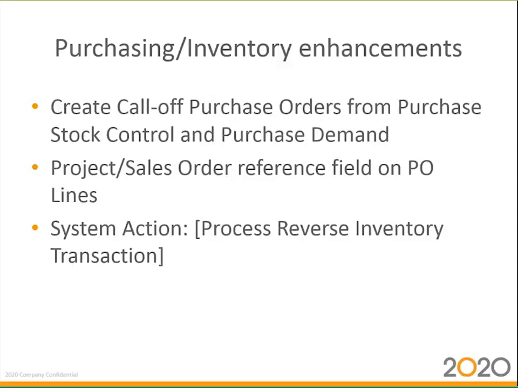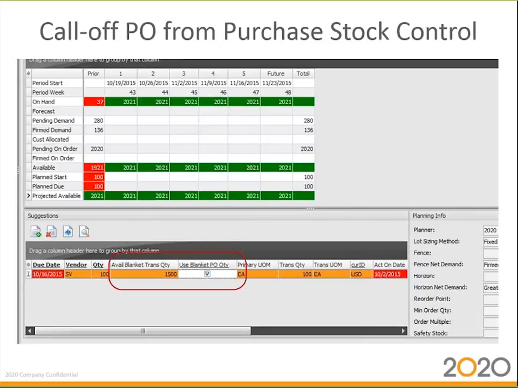All right, next I'm going to move into purchasing and inventory. So one of the enhancements we've made is that you can create call-off POs. If you use blanket POs in purchasing, you can now automatically create a call-off purchase order if there is a blanket quantity available from within purchase stock control and purchase demand. Previously, within those forms would only create a new standard PO type. And if you had a blanket, then you would have to manually delete that one and add a blanket or a call-off PO.